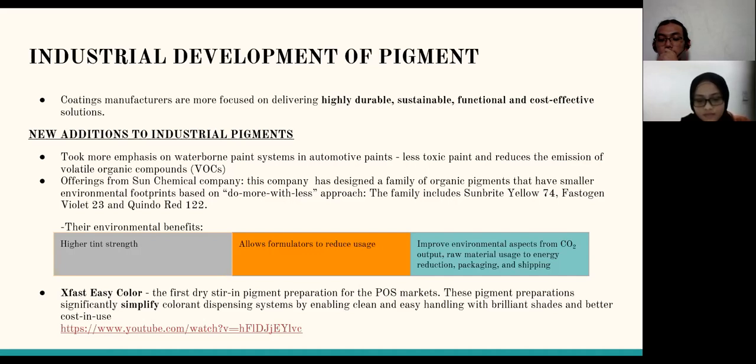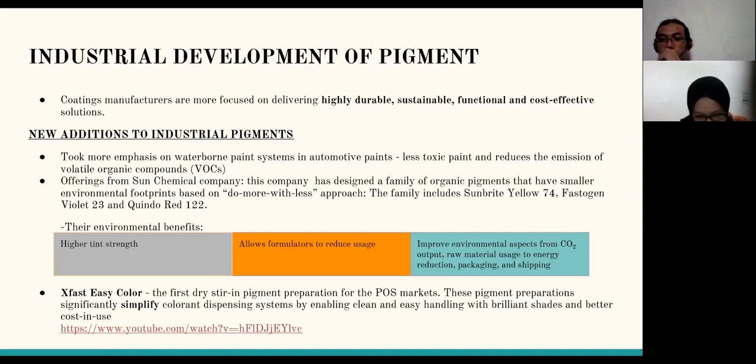So they have environmental benefits from higher tint strength. This allows the formulators to reduce the usage of raw materials. The reduction in the usage of raw materials can improve the environmental aspects, such as CO2 output, energy, packaging and shipping.